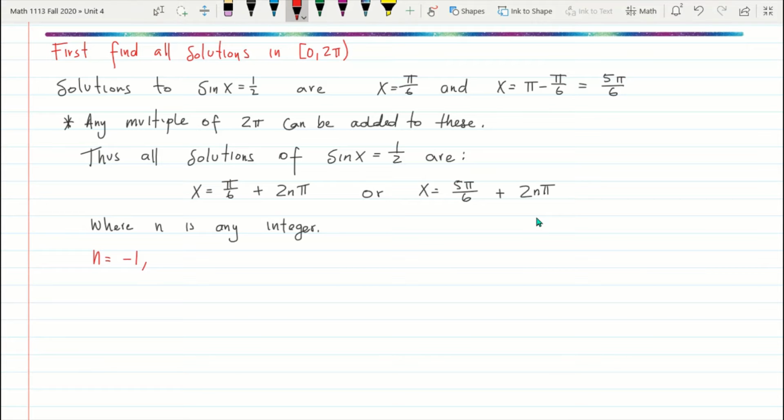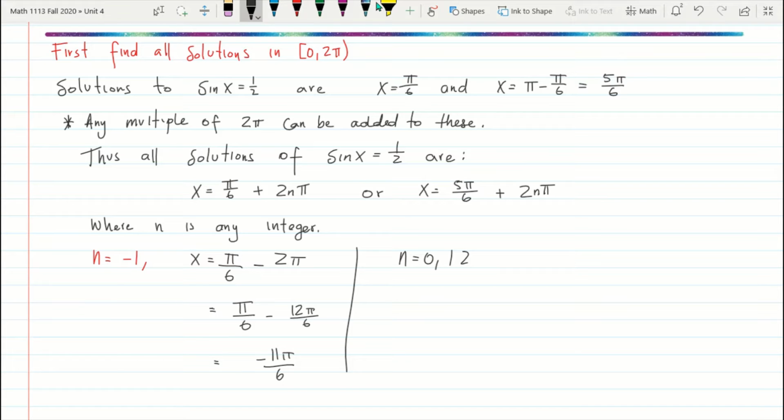equal to negative 1. You know, if that was the case, what is x going to be? Then if we do that, x is equal to pi over 6 minus 2 pi, okay? And so what is that equal to? That is going to be pi over 6 minus 12 pi over 6. And this gives me negative 11 pi over 6. And you can let n be any number, positive, negative, whatever you want it to be.